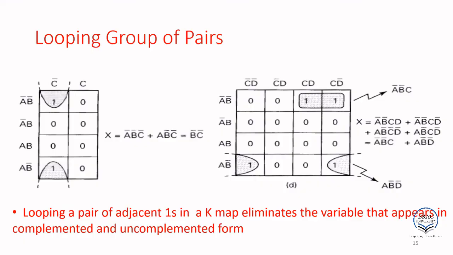So the summary is: looking at a pair of adjacent 1s in a K-map eliminates the variable that appears in both complemented and uncomplemented form. Just like here, here is your A and A prime is complemented, so that will be cancelled and it becomes B prime C prime. Here the same thing. You see D prime is complemented for the first two, so it becomes A prime B prime C, and for the last two C prime is complemented and it becomes A B prime D prime, something like that.